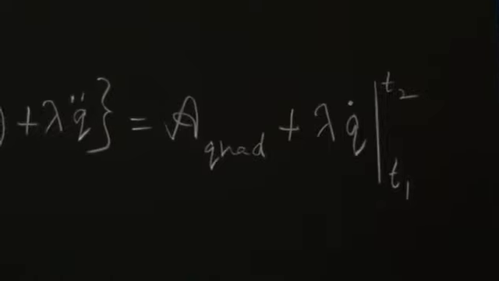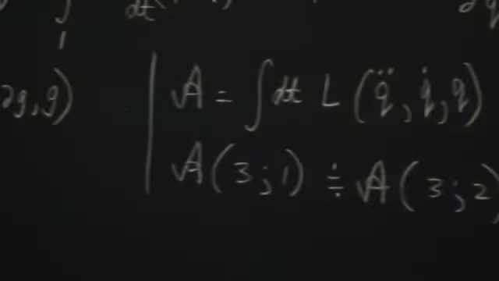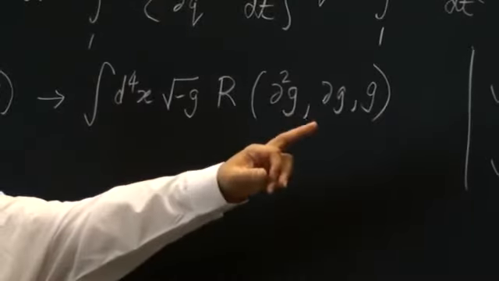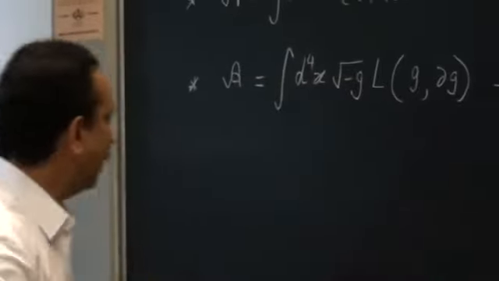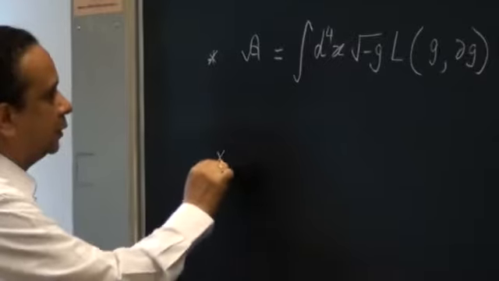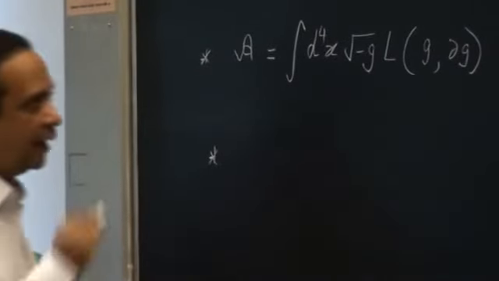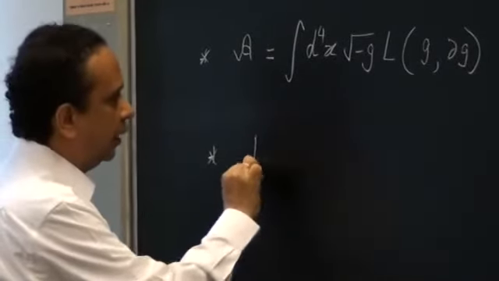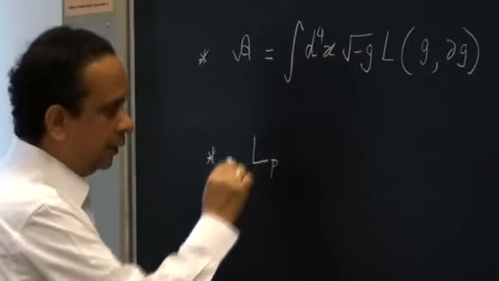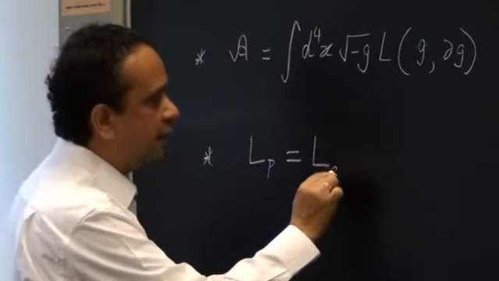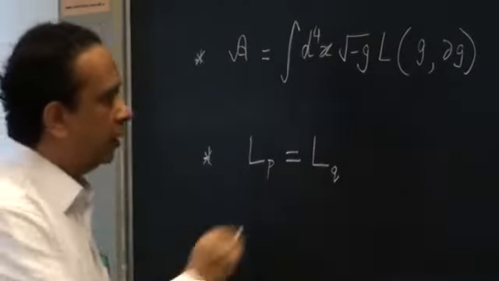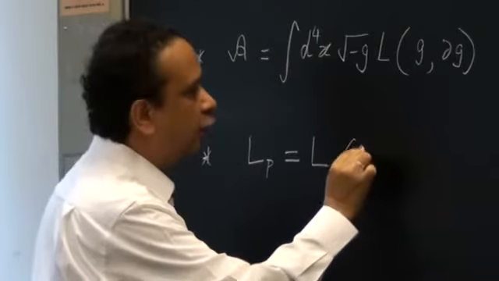However, the surprising thing is, there exists a subset of actions of this form, which involves L of Q double dot, Q dot and Q, for which it works. So I want to talk about those actions. These are the actions which are obtained by a Lagrangian of a very special structure. I will denote them as LP, the meaning will be clear in a moment. You start with a standard Lagrangian, which I will call LQ, which depends on, let us say, Q and Q dot.